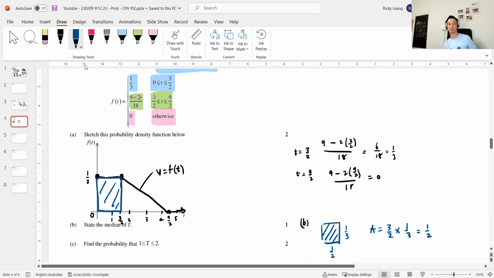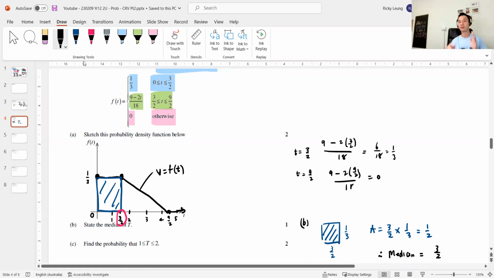Now, what does that mean? If that's 0.5, then the x value here is my median, right? That is my median, this guy here. So therefore, median is 3/2. Does that make sense?